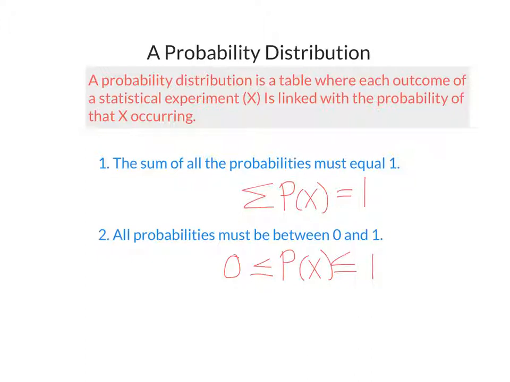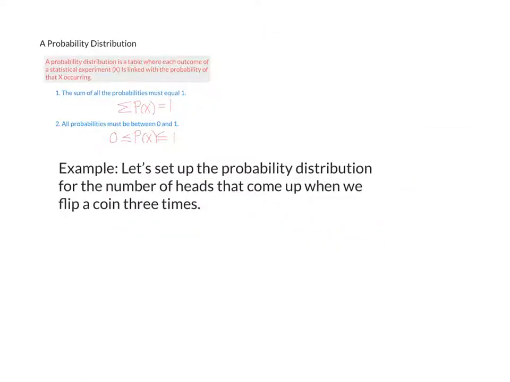However, if one of the probabilities equals 1, the rest of them must be 0. Or if one of them is 0, the rest of the probabilities must add to 1. So let's take a look at an example here.